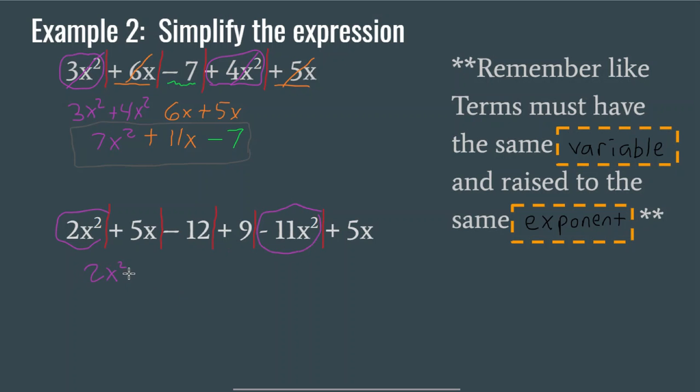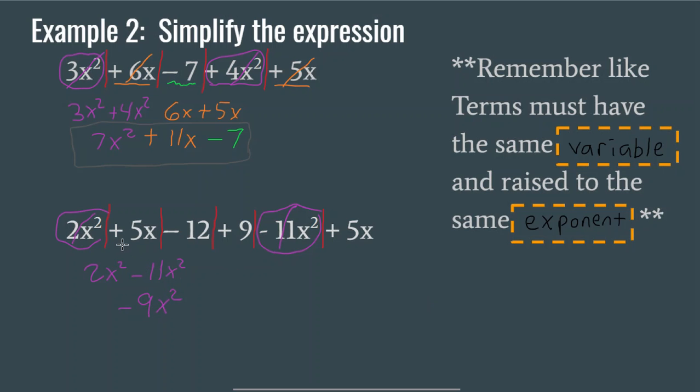So 2x squared minus 11x squared. And I got that minus because there's a minus sign in front of that 11. 2 minus 11 is -9. And that x squared stays with it. And I'm done with these two terms.